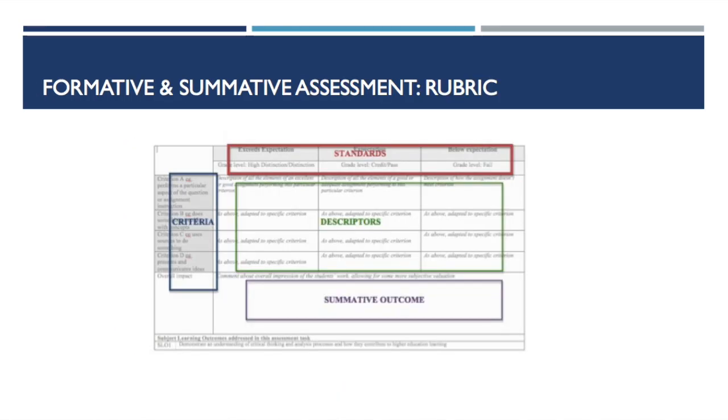Furthermore, a GRASPS performance assessment requires a detailed rubric in order to both provide students added information regarding requirements and expectations, as well as to provide the teacher with a consistent means to determine if requirements and expectations have been met. Here is an example of a rubric structure. Note the presence of the criteria, standards, and descriptors sections.